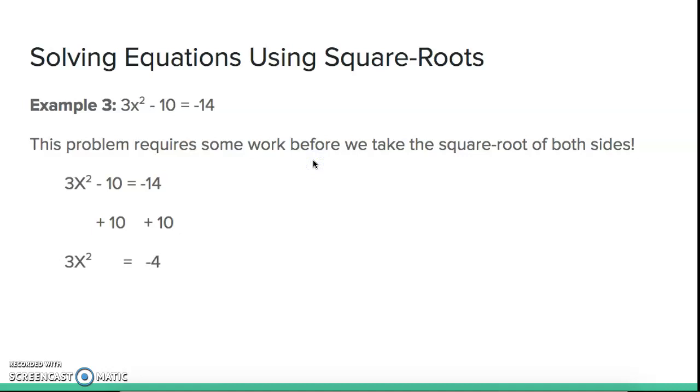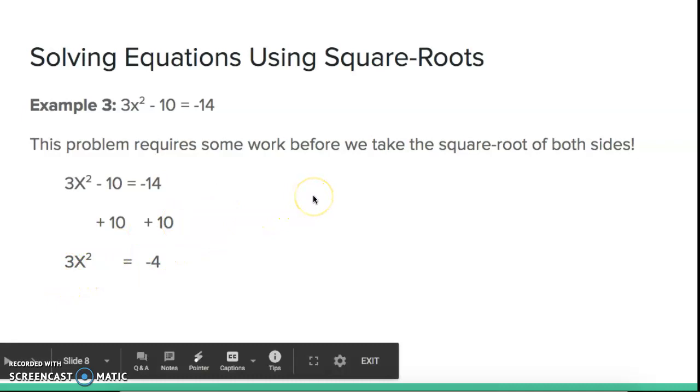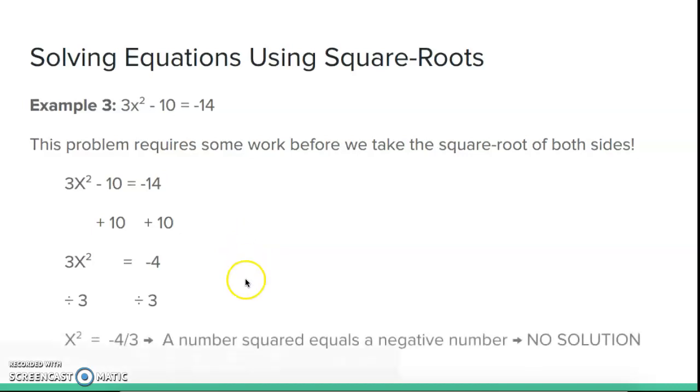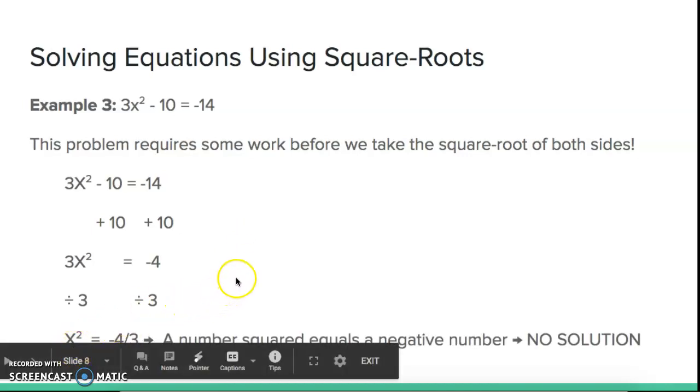All right, now, the next thing that I notice is that we have a coefficient, or a number, in front of the x squared. So what I need to do to cancel out this 3 is make sure that I undo the multiplication by dividing both sides by 3. And in this case, I'm left with x squared equals negative 4 over 3.